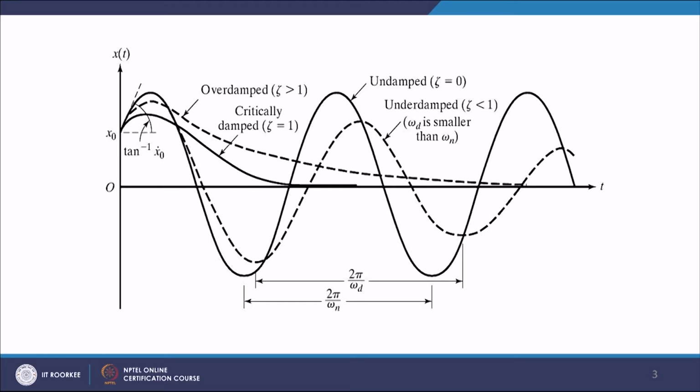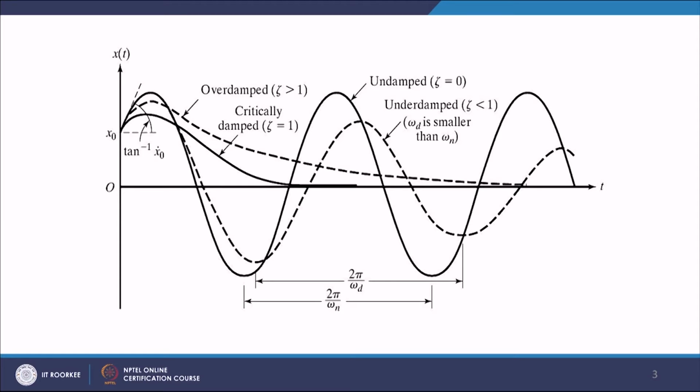Now we come to the underdamped system. This is the undamped system, zeta equal to 0, meaning there is no damping, so the system follows harmonic motion. And we have the underdamped system, zeta less than 1, where the amplitude decays with time.